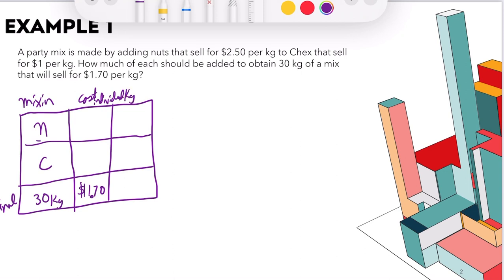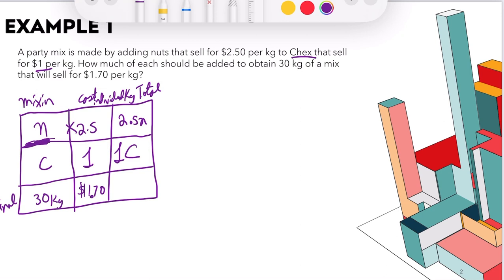So for example, I know the cost for nuts is $2.50. So my total cost, if I bought one kilogram of nuts, would be $2.50. But if I bought 2 kilograms of nuts, it'd be $5. So we have to multiply this across. So I'm going to have 2.5 n. I do the same thing for Chex, which sells for $1. 1 times C is just going to give me C. You can put a 1 in front, but you don't have to, and typically in math we wouldn't.